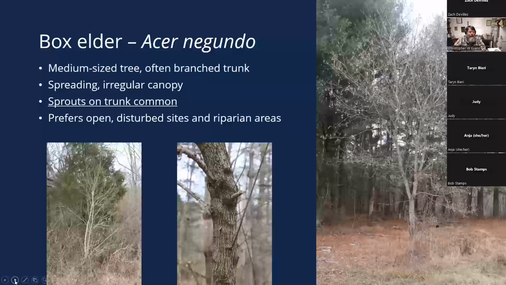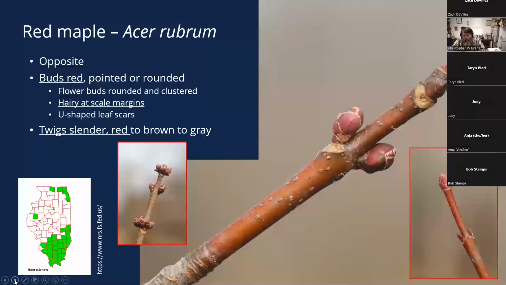So that's quite a bit different than our next maple, which is red maple. Red maple is also opposite, but the buds of red maple are usually pointed or rounded. They can have both, but they're red in color, and they usually have hairs at the scale margins. And you can see that in the big picture on the screen now. If you look at the scales on those buds, you can see they're red in color, but then right along the edges, the margins of the scales, you see a lot of white hairs.